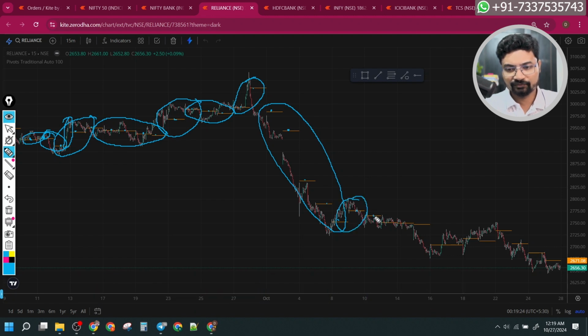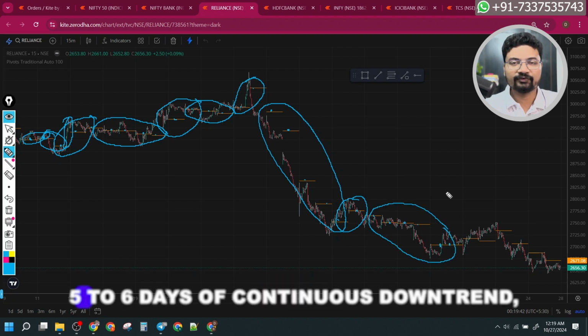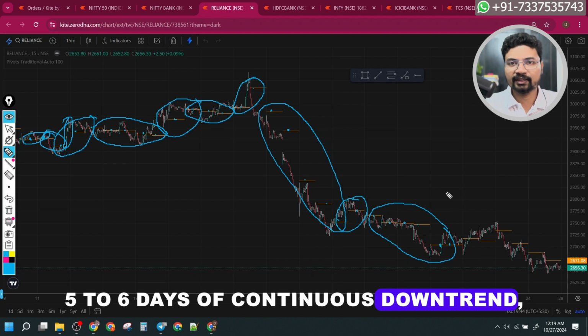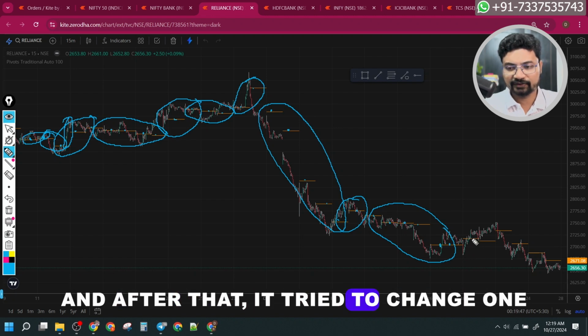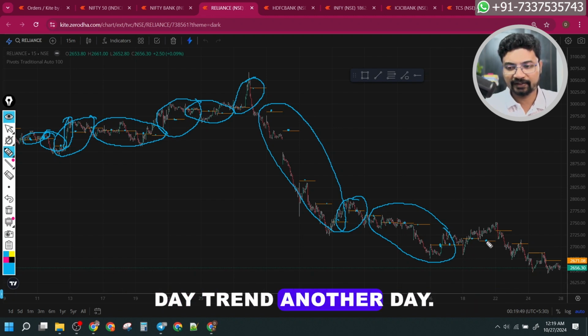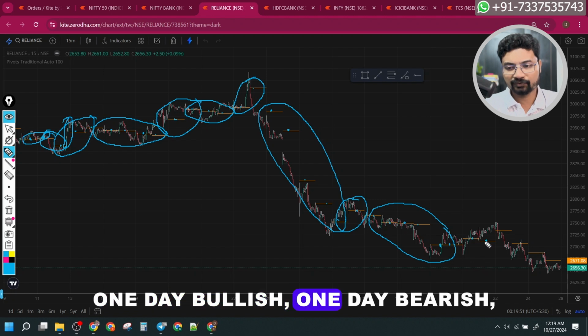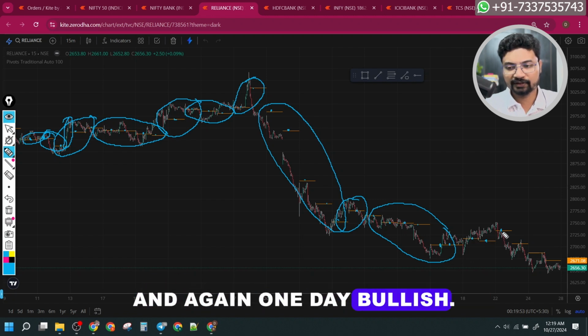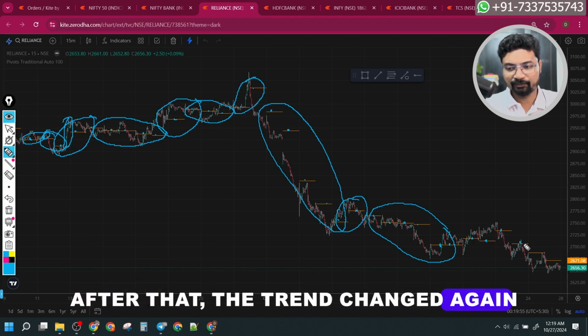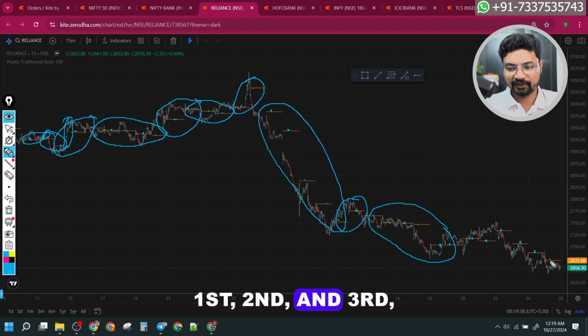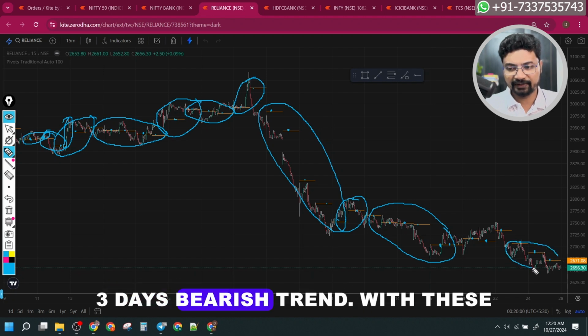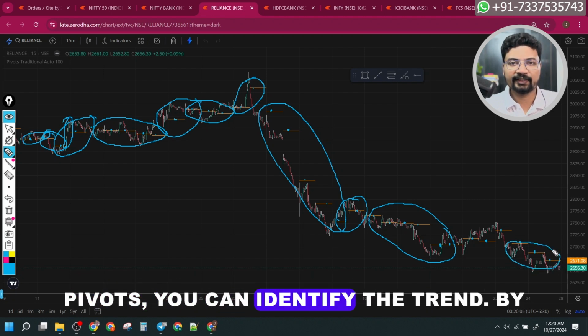Then after that 1, 2, 3, 4 and 5 to 6 days of continuous downtrend, and after that it tried to change trend, 1 day bullish, 1 day bearish, and again 1 day bullish. After that the trend changed again, bearish first, second and third. 3 days bearish trend. With these pivots you can identify the trend.